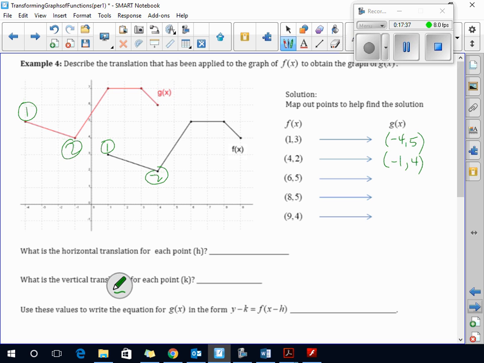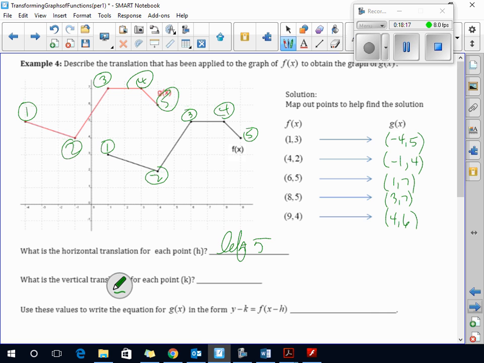And 8, 5 becomes 3, 7. And 9, 4 becomes 4, 6. Yes. Okay, so can everybody agree in all the points they went left 5? Yes? And the vertical translation, it went up 2.